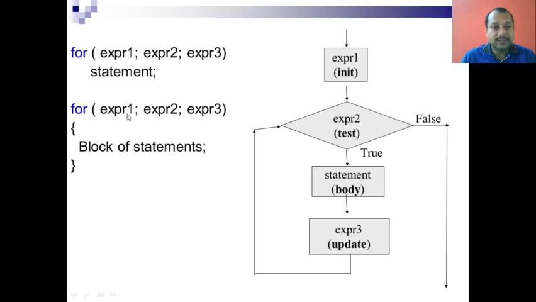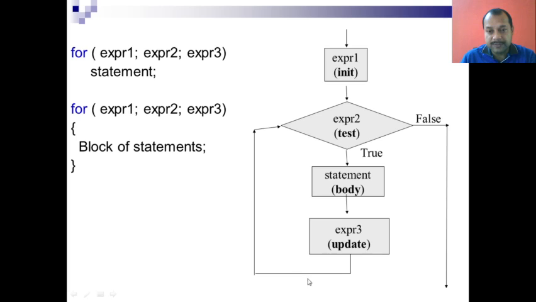Expression 1 will be executed only once, when I enter this for loop, and after that it will not be executed. Once the block of statements has been executed, the control will go to expression 3. Expression 3 will be evaluated, then the control will go to expression 2. Follow this flow diagram. After the statement or body, expression 3 will be evaluated.